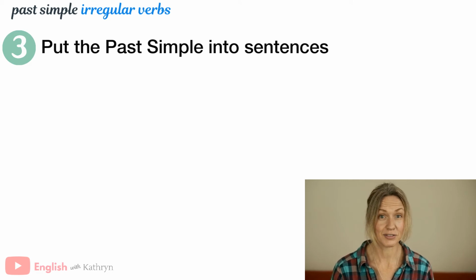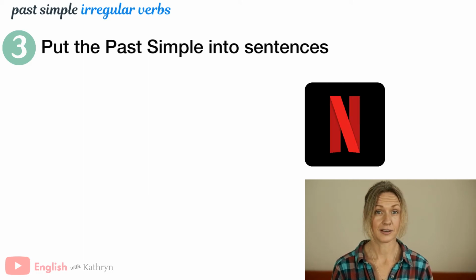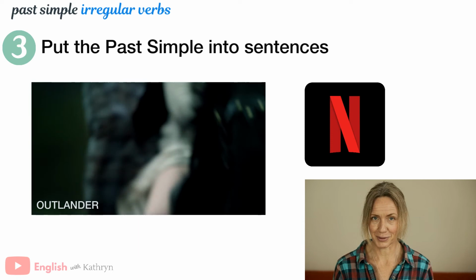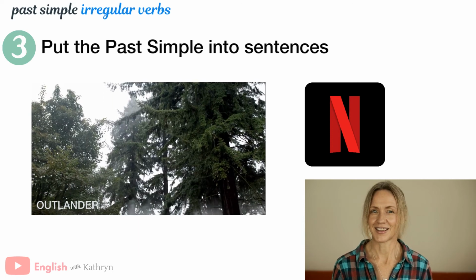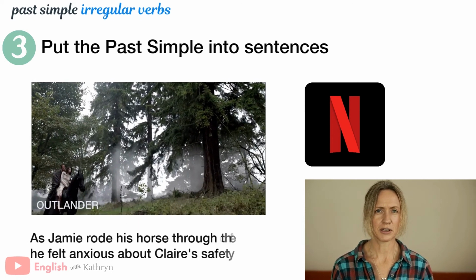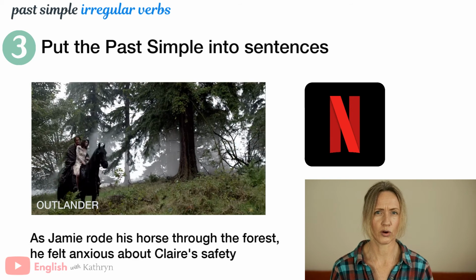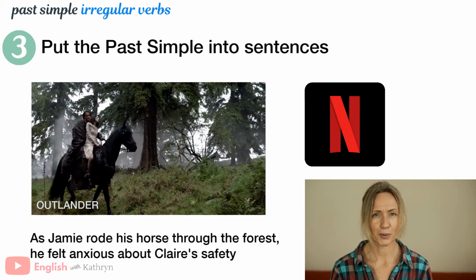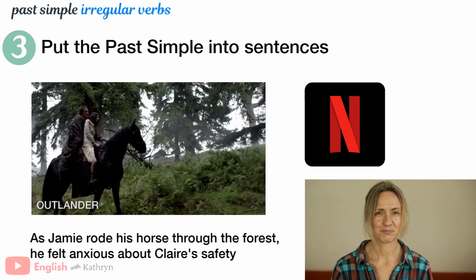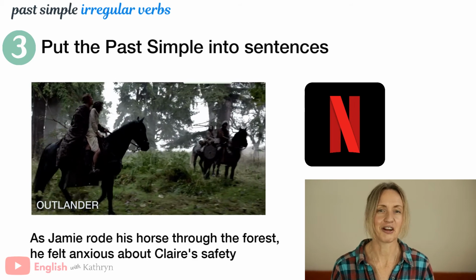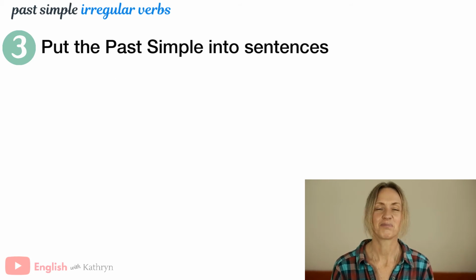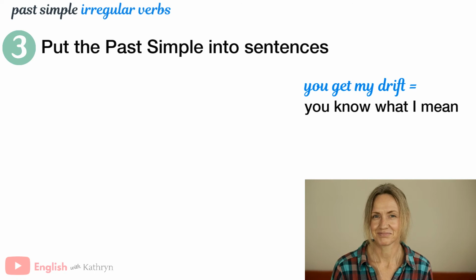Or if you like TV series on Netflix, like Outlander, for example, in my case, you can make a sentence like, as Jamie rode his horse through the forest, he felt anxious about Claire's safety. Okay, I'm not being very imaginative there, but you get my drift.